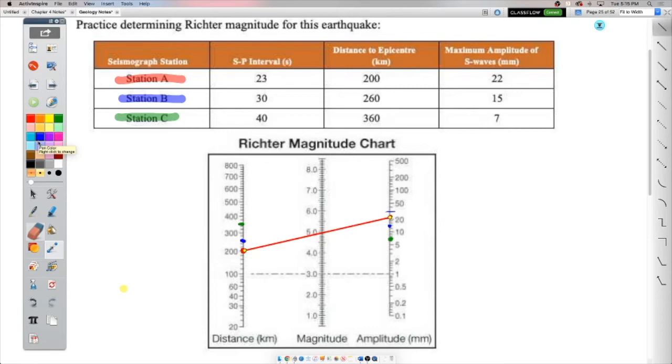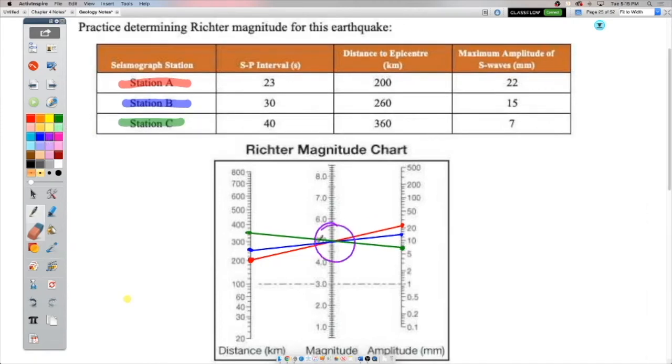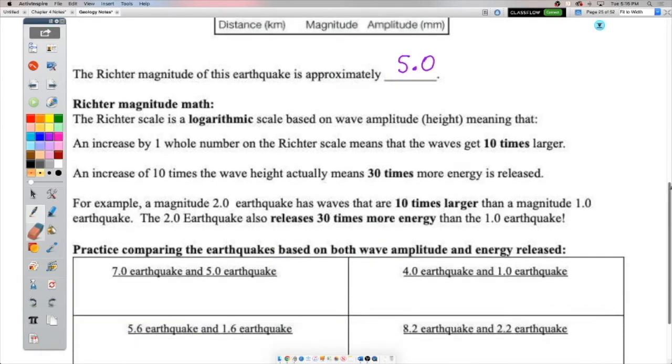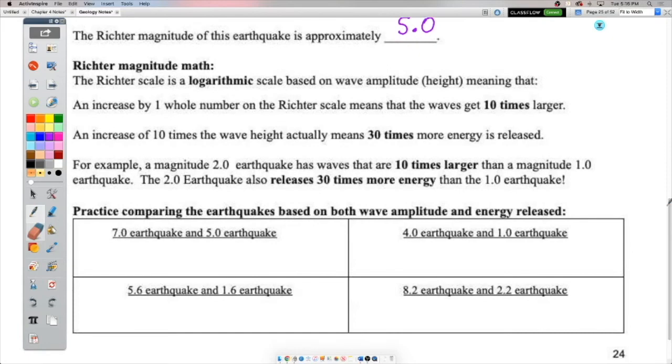Okay, so let's connect station B. Where do they intersect the Richter line? Aha, look at that. The exact same place. Let's look at the green one. Where does it cross the middle line? Station C. Aha, look at that. They all cross at the same place, so they all cross at 5.0, just like the last one. So what's the Richter magnitude of this earthquake? It's roughly 5.0.